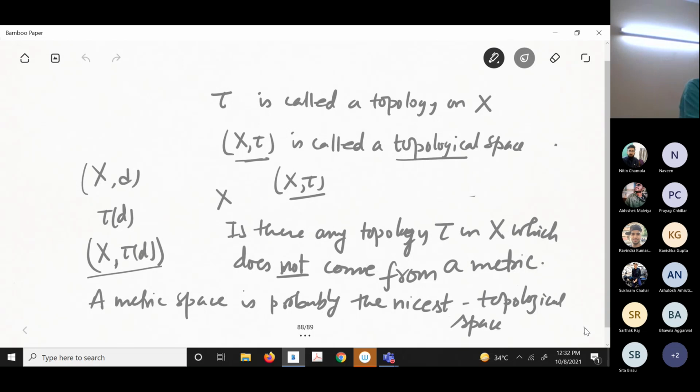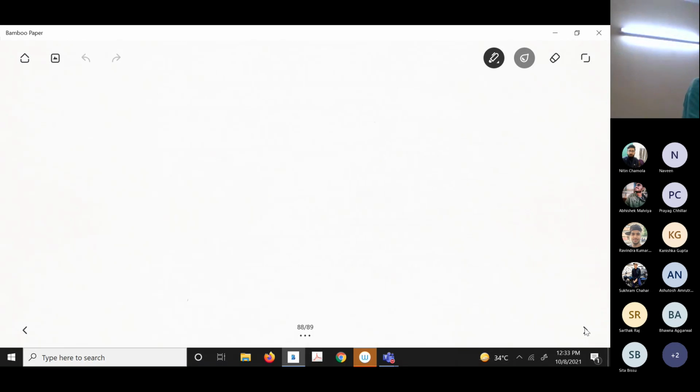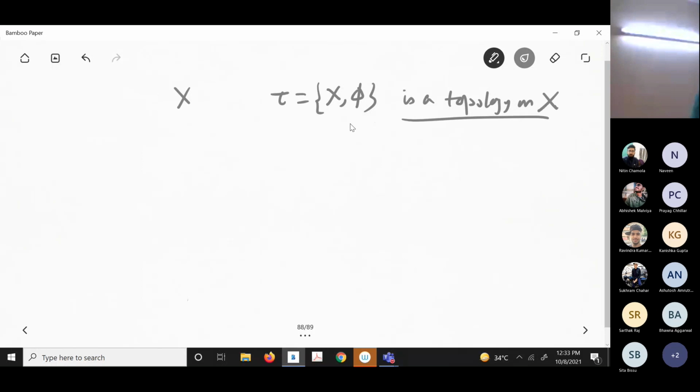Well, first thing, let us see two examples. We have X, a non-empty set. Now my first condition: X and the empty set should be there. That is the minimum condition. If I take this, this will give you a topology, because you need to take unions and intersections: the union of X and the empty set will be either X or the empty set, and the intersection will also be X or the empty set. So tau is a topology on X. Look, this is the smallest topology on X.